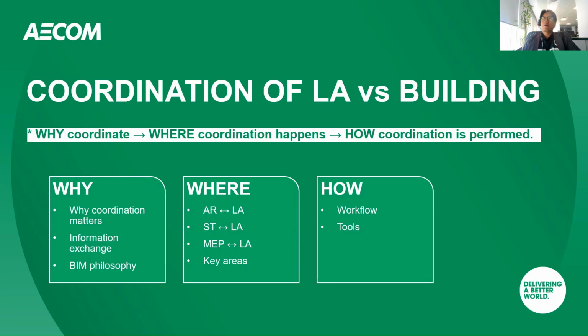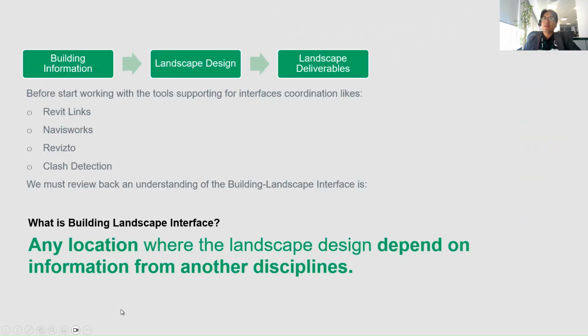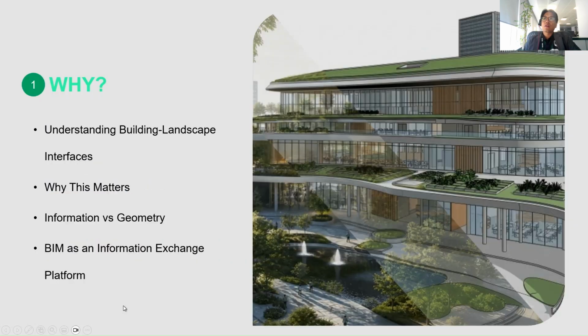Our workshop today will be divided into three parts. We try to understand why, where, and how landscape is coordinated with the building. In the first part, we're going to try to understand why the building needs to coordinate with the landscape. First of all, we will try to understand the interface.